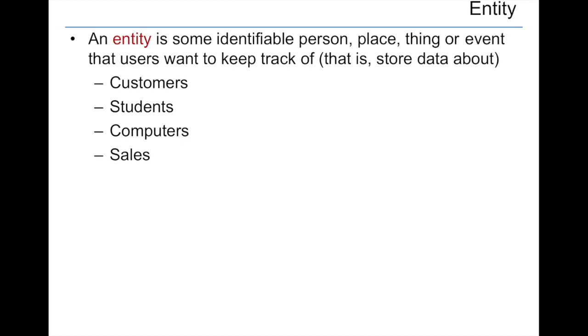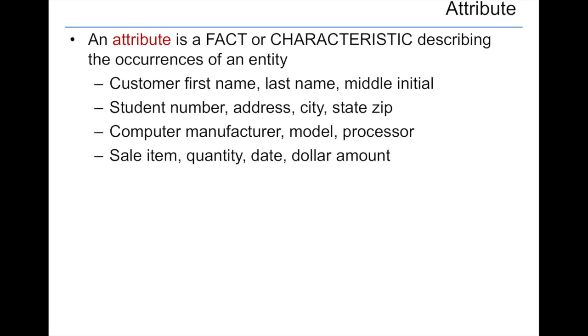So an entity is some identifiable person, place, thing, or event that users want to keep track of. That is, store data about. So we have customers, students, computers, cells. An attribute is a fact or characteristic describing the occurrences of the entity. So we have the customer's first and last name, their middle initial. We'll have the student number, address, city, zip, and so on.